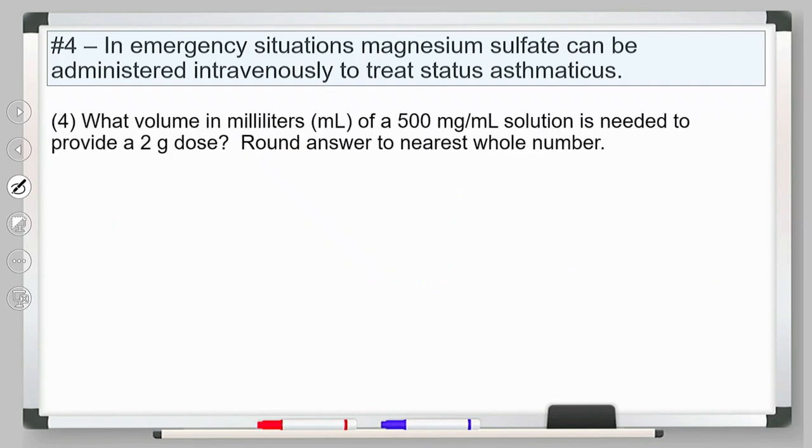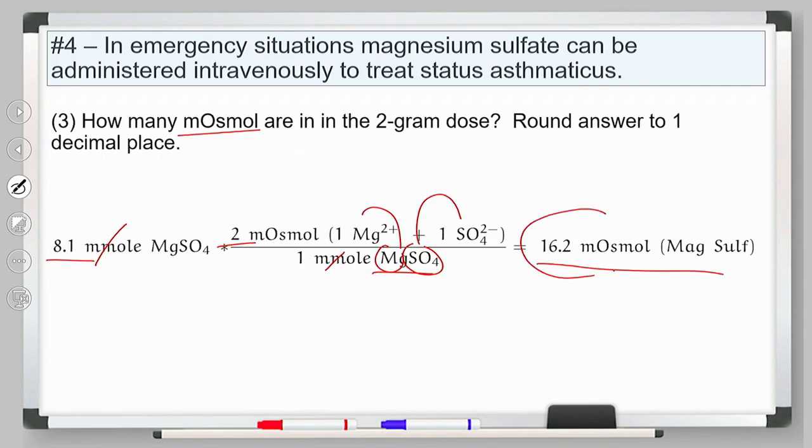Okay? So we know we have milliosmoles, but now we have to think a little bit about volume here because I'm working up to osmolarity. And remember, osmolarity was milliosmoles per liter. So in the end, volume is going to become important. And I know that I have this many milliosmoles, but we haven't dealt with the volume of anything yet.